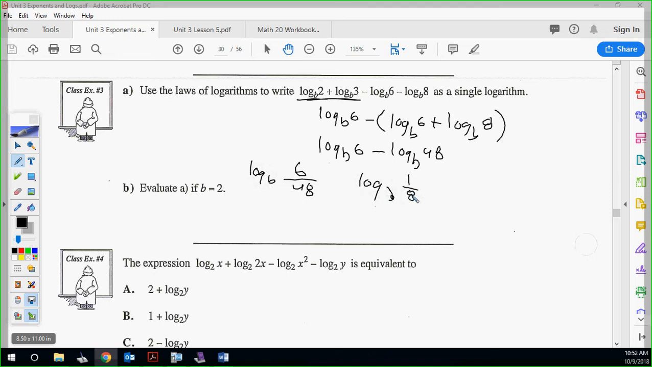Okay. Now, that's as far as you can go for part A because we don't know what b is. And now they tell us that b is 2. So now we know it's log base 2 of 1 over 8, which we should know is 2 to the negative 3. Okay, so then log base 2 of 2 to the negative 3, you should get negative 3 for your final solution there.